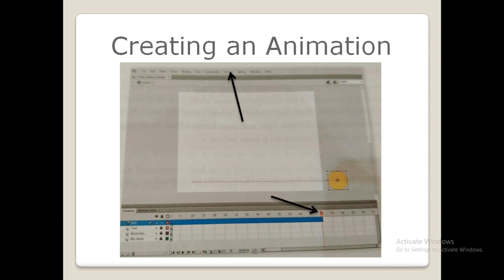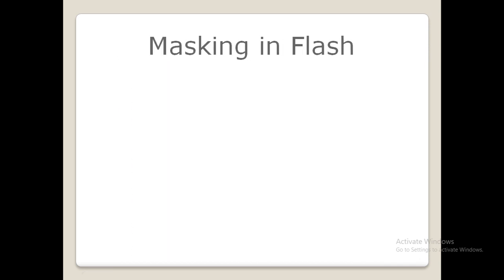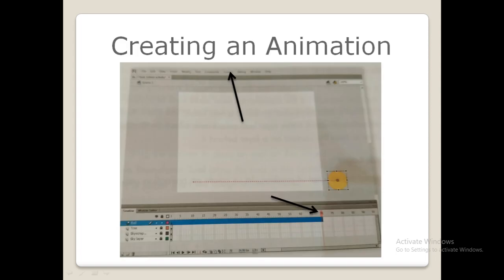Now simply again go to the control menu. We have a test movie option present in the control menu. And you can see in the Flash Professional option, you can notice the ball moves on the created motion path. So you can see the ball will move on the created motion path.